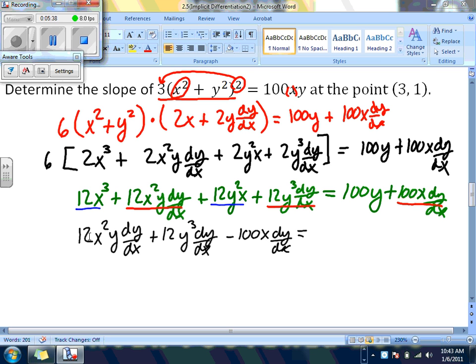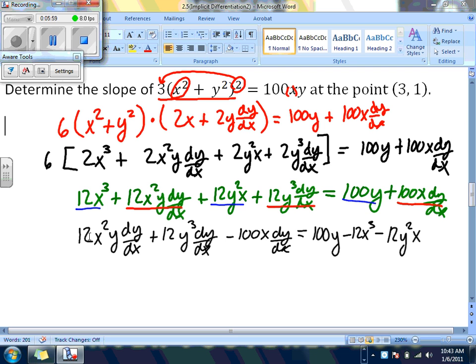All right, and I'm going to keep this 100y. So I have a 100y minus 12x cubed minus 12y squared x. I think I have everything there.